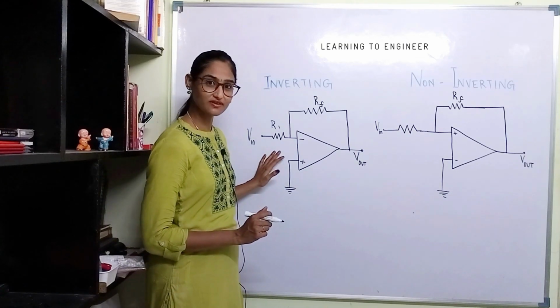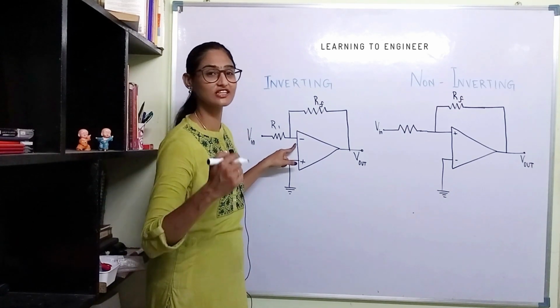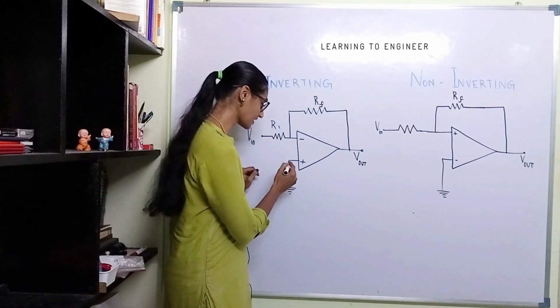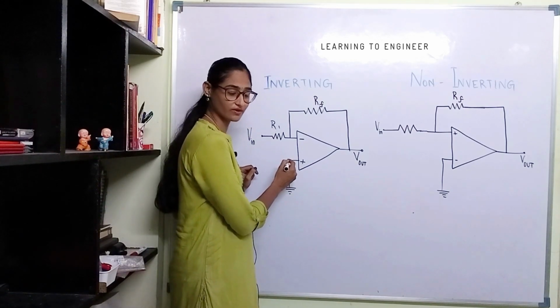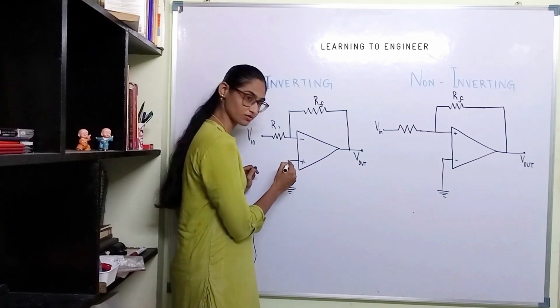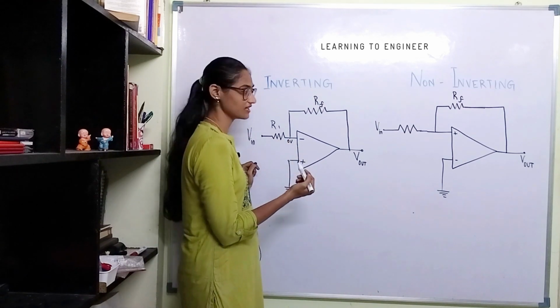In an inverting amplifier, the input is given to the inverting terminal or the negative terminal. The positive terminal is grounded and this acts like a virtual ground. What is virtual ground? It means that 0 volt is applied to this and the same voltage appears across this too. This is the ideal case.